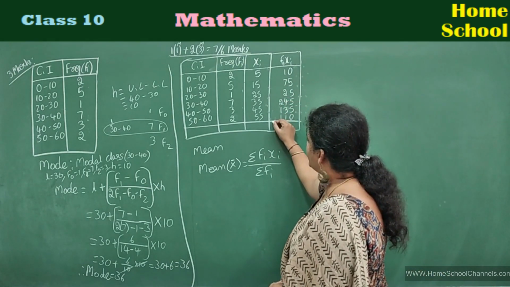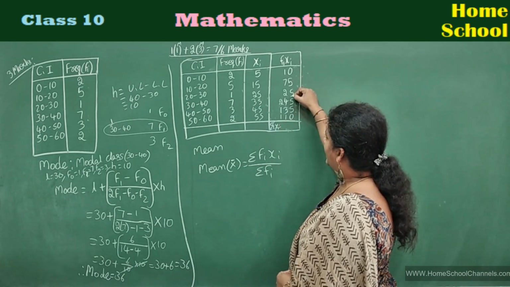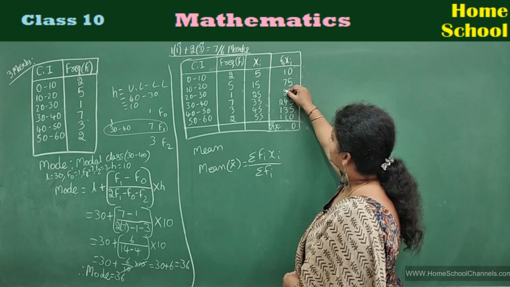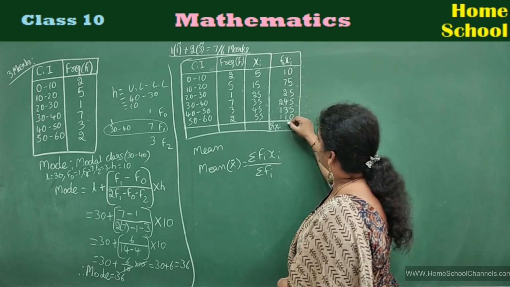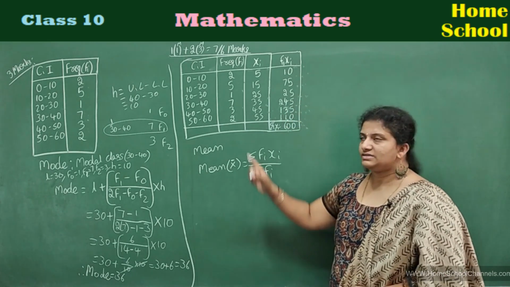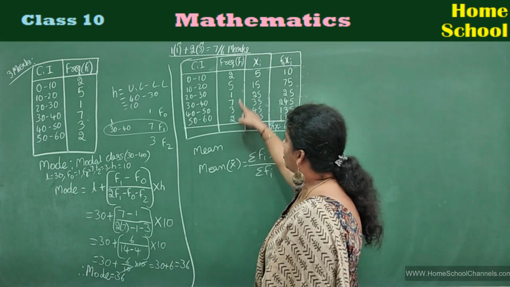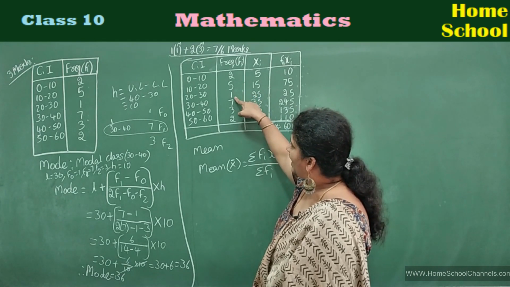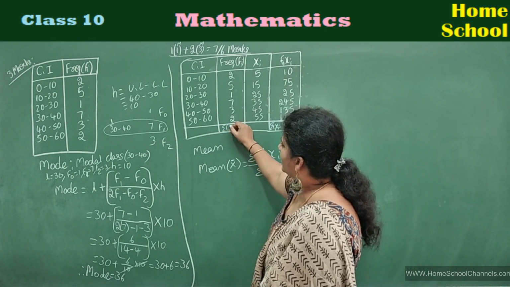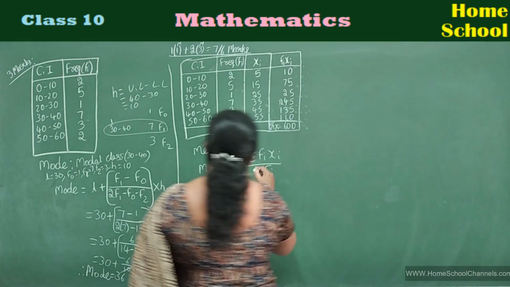Next one, add all these. Summation fi xi is equal to 10 plus 75 plus 25 plus 245 plus 135 plus 110, which gives 600. In the same manner, I need summation fi. Add all these frequency column: 2 plus 5, 7, 8, 15, 18, 20. Summation fi is equal to 20. Substitute the values here.